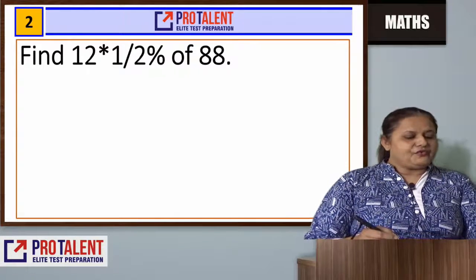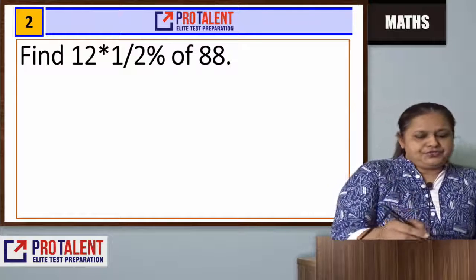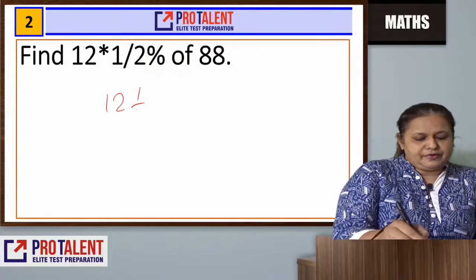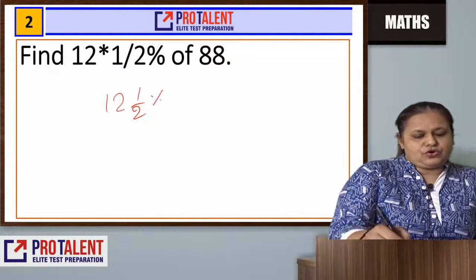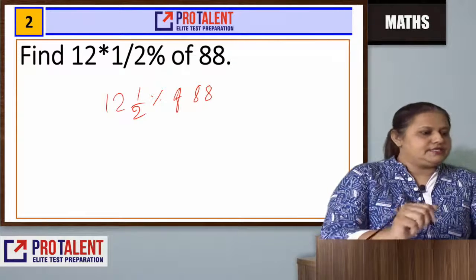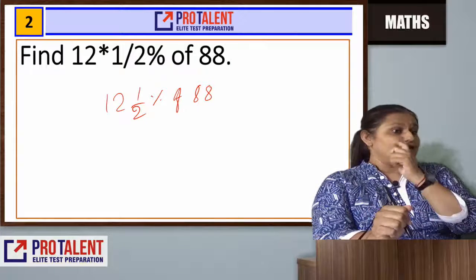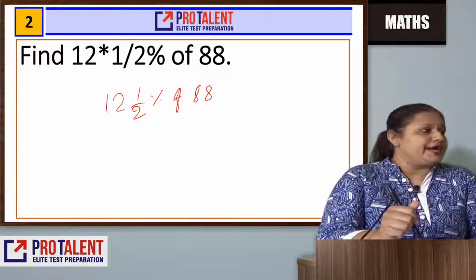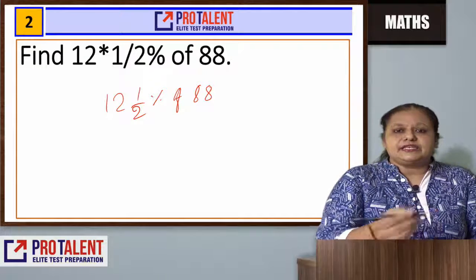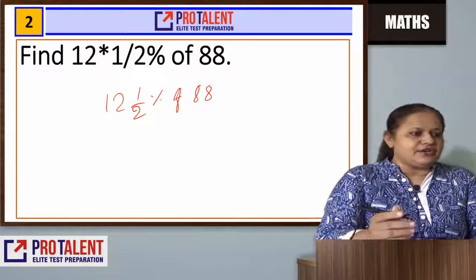What happened? Find 12 1 by 2% of 88. What is the answer? And as I said, you are not supposed to write. Now let's see how we are getting the answer. If it doesn't click to you, you give me the answer, I'll take your answer.